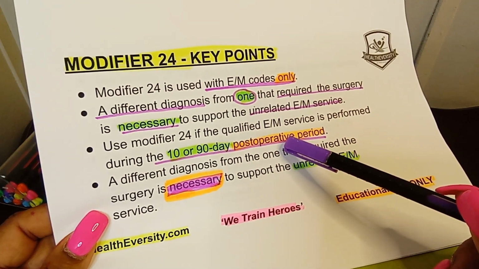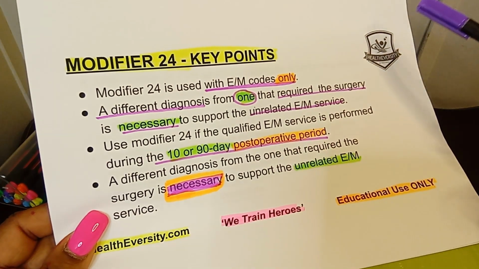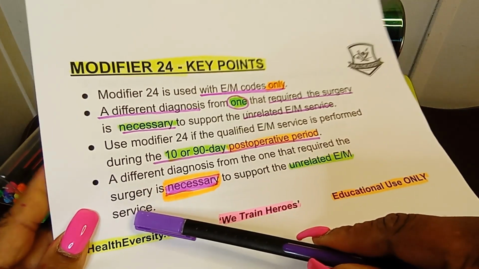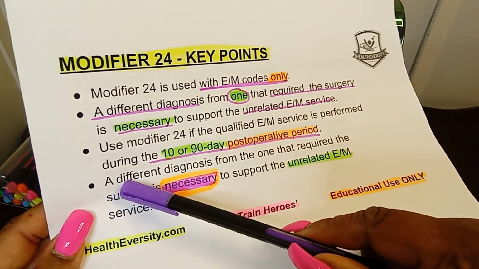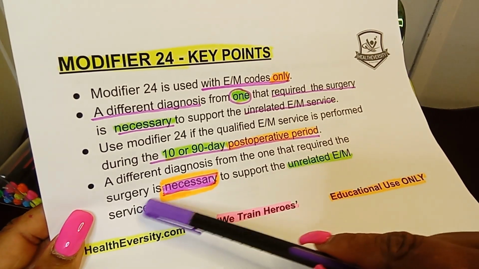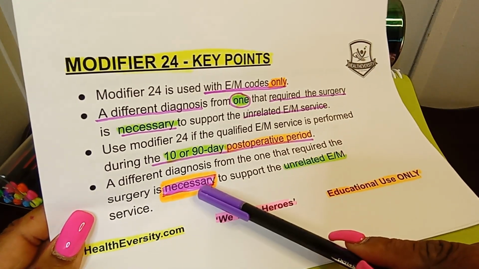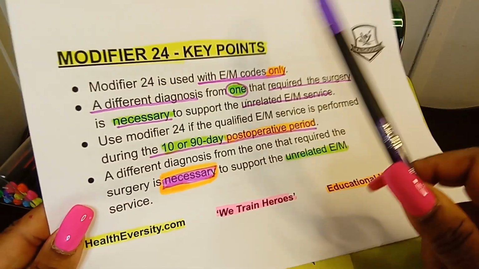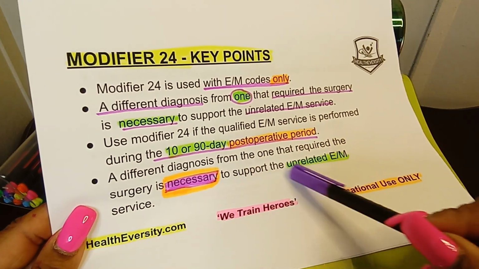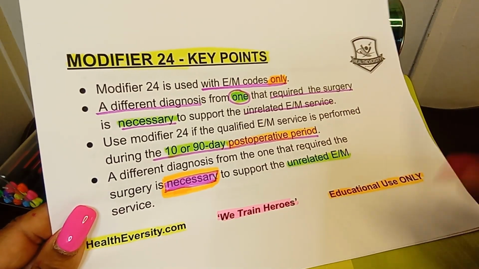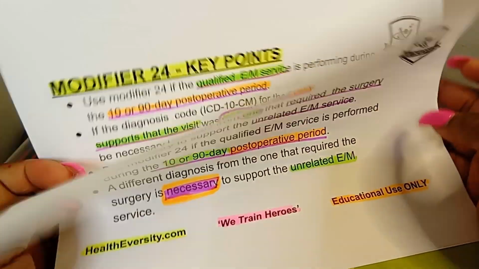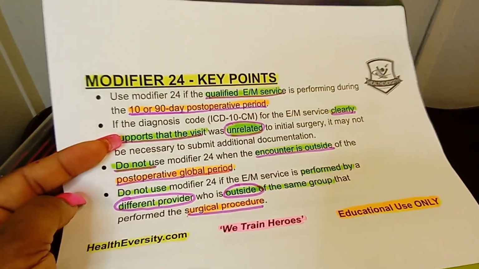It has to be medically necessary. Why are we doing this procedure when that person just had surgery? So we have to make sure it's documented correctly, and I'll keep saying that. A different diagnosis from the one that required the surgery is necessary. It looks like a kid's book, but I like doing it like this so it's easy for you to read and understand, to support the unrelated E&M service.